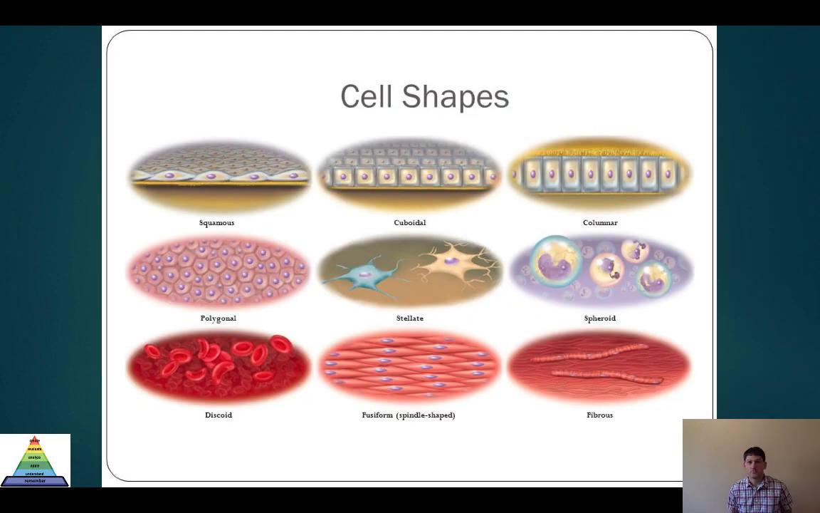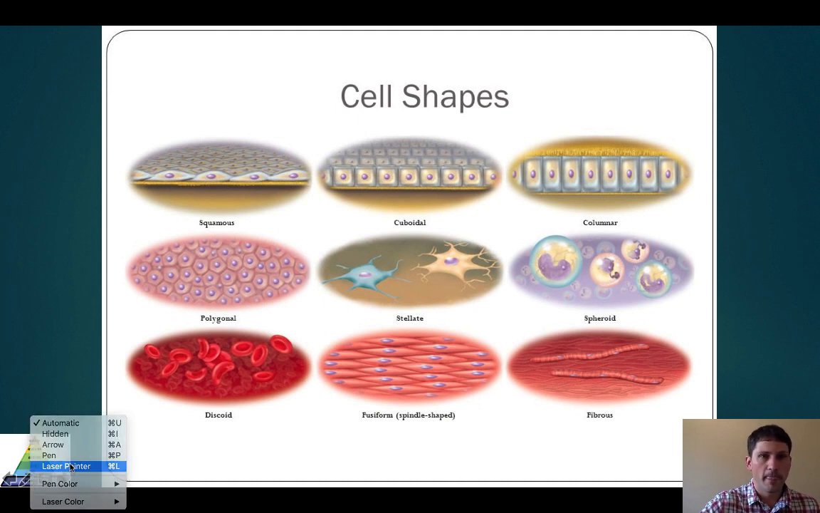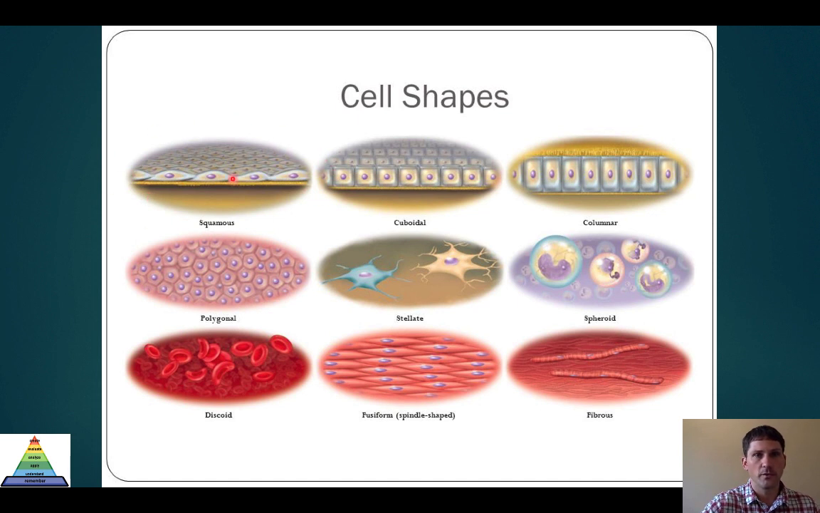All right, so some cell shapes that you should be familiar with. Let me pull up my laser pointer here. And you will be learning about squamous cells. So this means basically flat and squished. We have cuboidal cells that look like cubes. Columnar cells, which are column shaped.